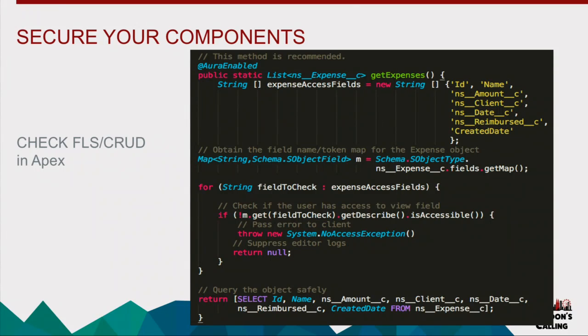This would be a better way of implementing this. So what you would do is you would create an array of all of the fields that you want to check. Then using the schema API, get a map of all fields, loop through the fields and check using describe if it's accessible. And if it's not accessible, throw this exception. If there's no exception, then run this query. So it's a bit of work, but it's better to do that. Otherwise, you might end up exposing data to an unauthenticated user, unauthorized user.